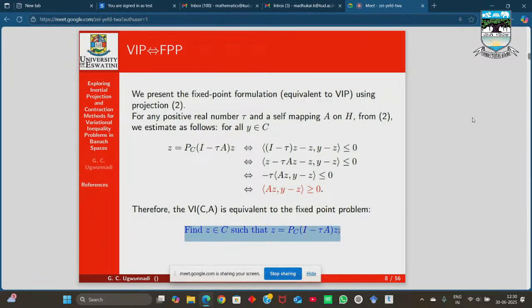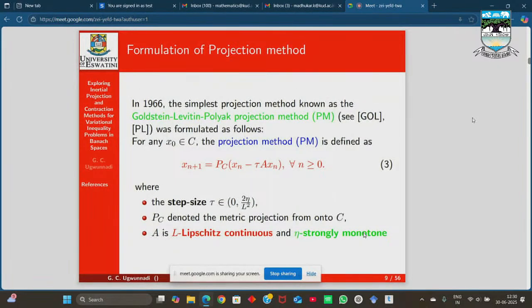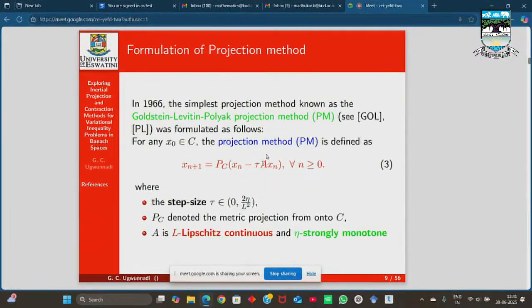Finding z in C such that z equals the projection of (I minus a term related to A), where I is the identity and A is an operator, sometimes strongly monotone, and in advanced applications monotone or pseudo-monotone. We start from strongly monotone, which we call the classical projection method, introduced in 1966. We now define the kind of iteration method to approximate the points that will be the solution, where A is a strongly monotone operator.